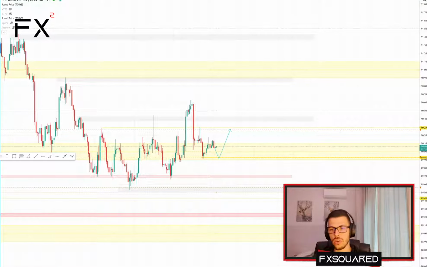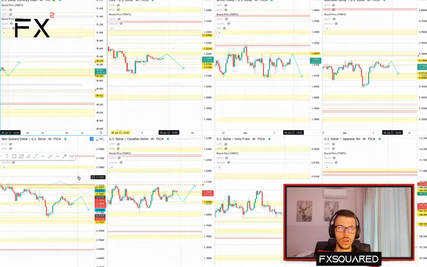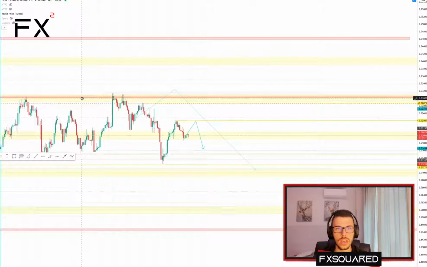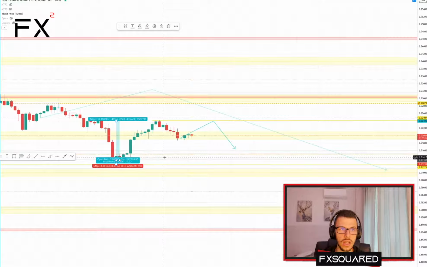Because I can give you a good example. The New Zealand dollar that we took, actually, it went way higher than expectation. Before the non-farm payroll, we took our profit. Maybe this could be a 1 to 10 trade, maybe.